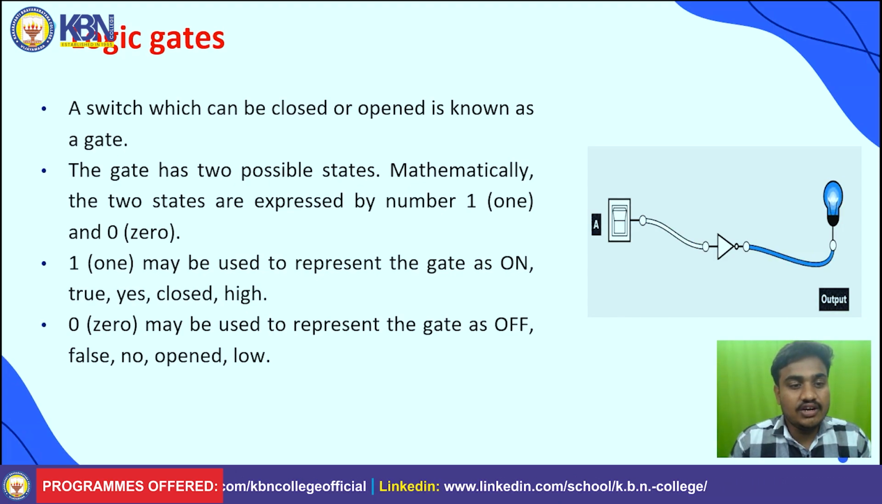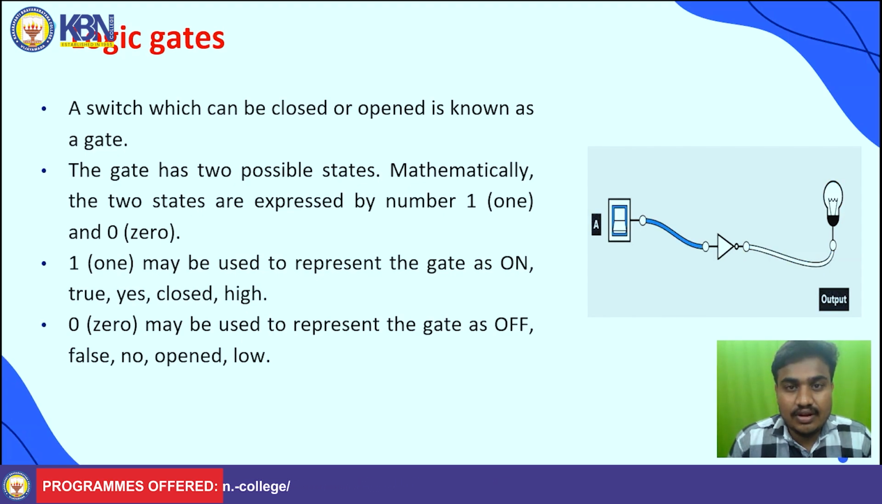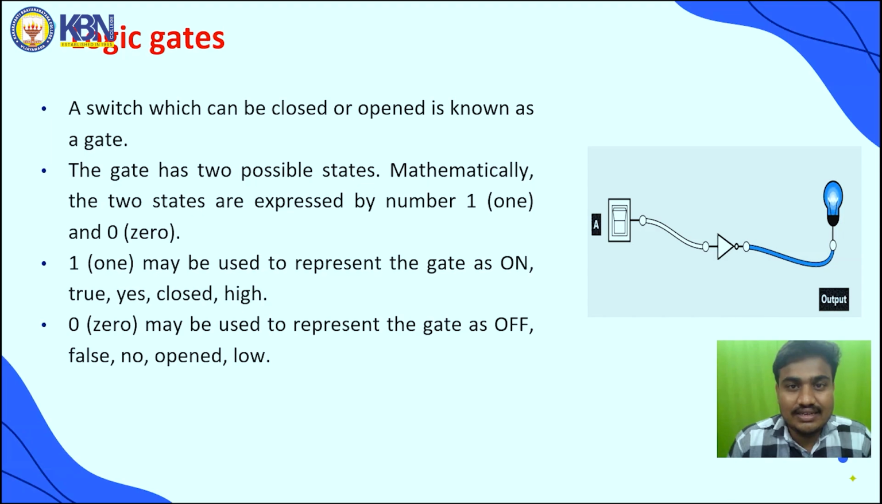On is represented with 1 and 0 is represented for close. As you see here, 1 may be used to represent the gate on, true, yes, closed, high. These are all represented with the symbol 1 or the number 1. And 0 can be represented as off, false, no, opened, low.